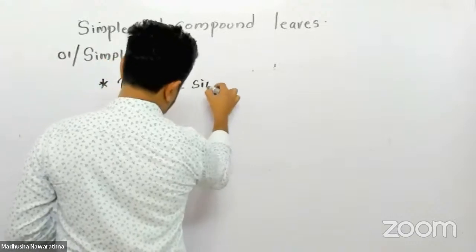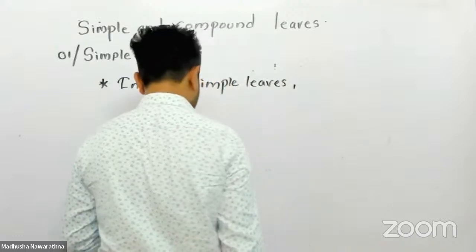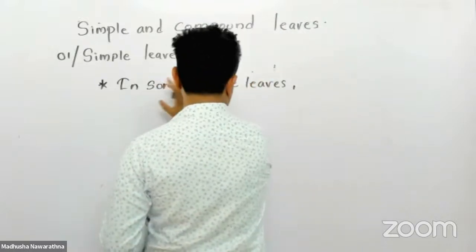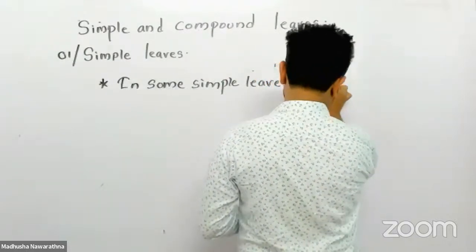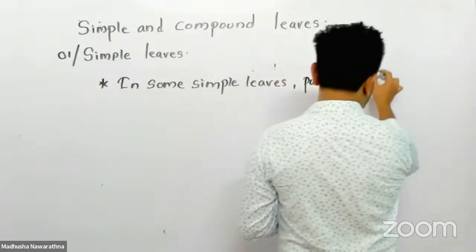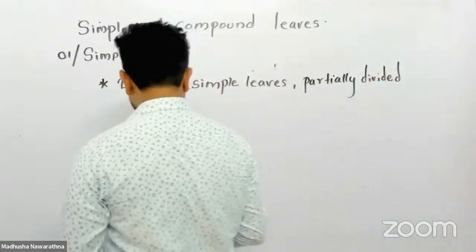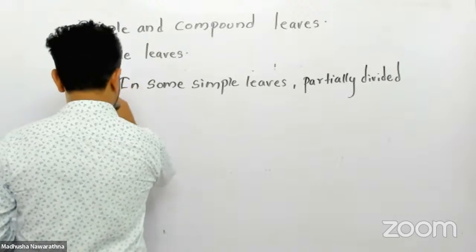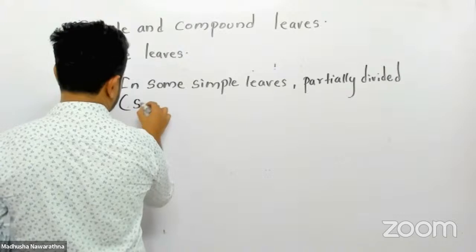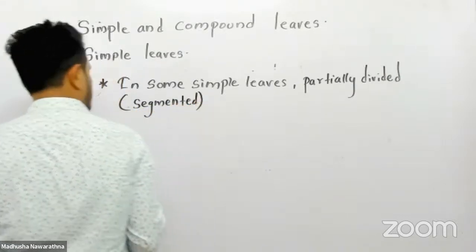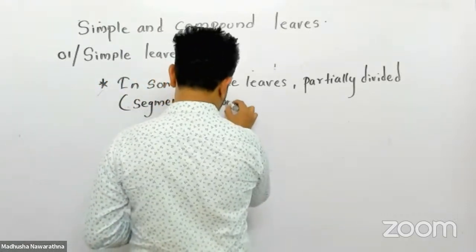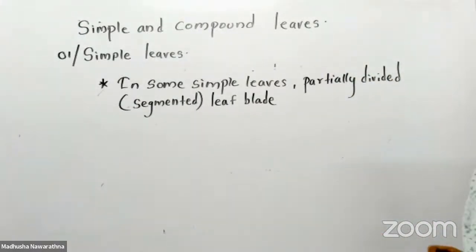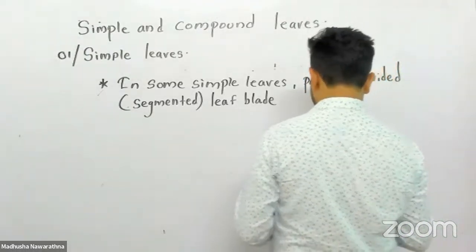Next point: in some simple leaves, partially divided, within a bracket, segmented. In some simple leaves, the leaf blade is partially divided into segments.